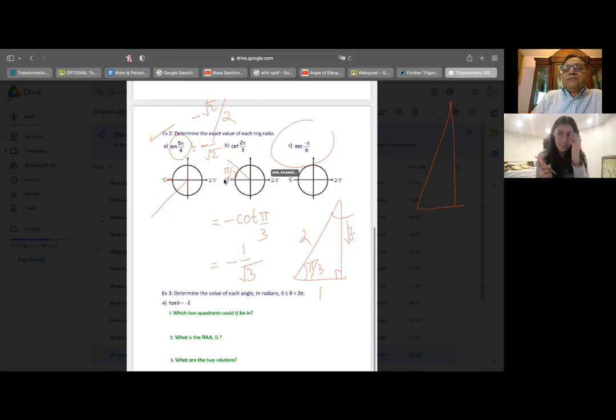Minus pi by 6 means you're going like this. So you are landing in quadrant 4, correct? Minus pi, go clockwise. You get the idea? Okay. Now tell me, C. Secant minus pi by 6.